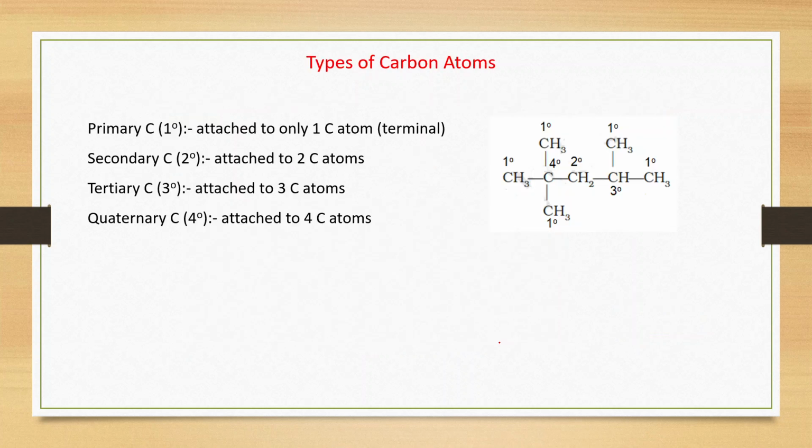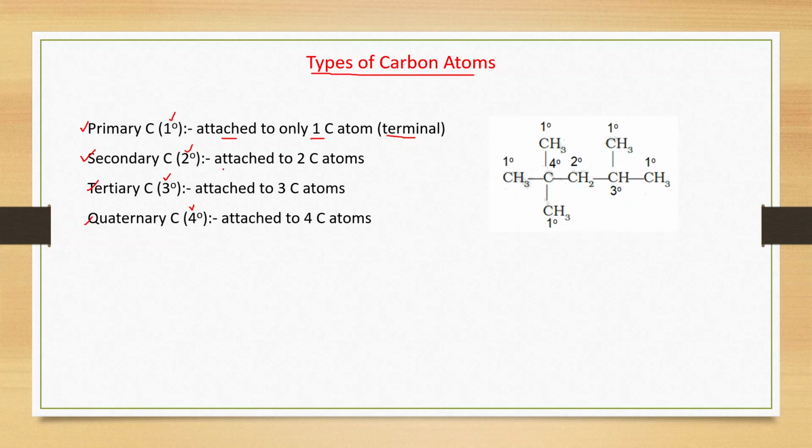Let us see. But before that, we will discuss types of carbon atoms. Carbon atoms may be primary carbon, secondary carbon, tertiary carbon, or quaternary carbon. Primary carbon can also be written as 1 degree, secondary carbon is 2 degree, tertiary carbon is 3 degree, quaternary carbon is 4 degree. Now what is primary carbon? The carbon which is attached to only one carbon atom, that is the carbon atom at terminal position, is known as primary carbon atom.